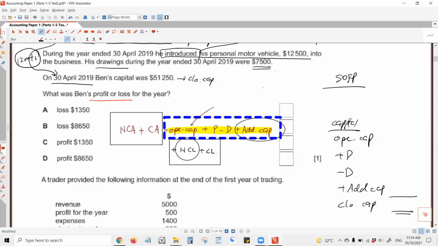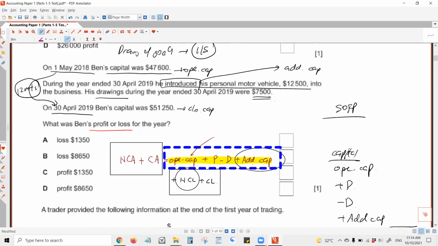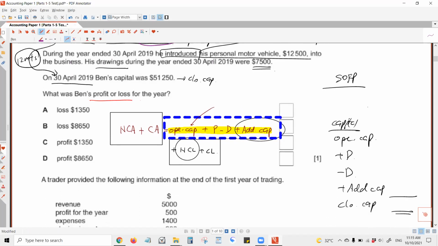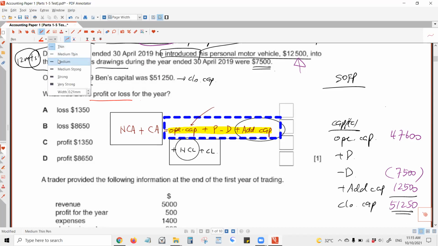Okay, now put in the numbers. Opening capital is how much? Opening capital, oh, is given. Okay, 47600. So put 47600 here. And then additional capital is 12500. Drawings 7500. Closing capital 51250. What's the missing figure? The missing figure is the profit or loss for the year.